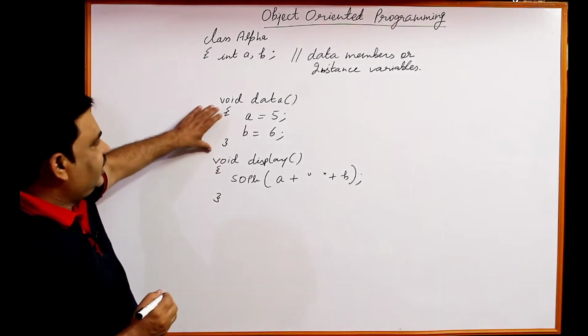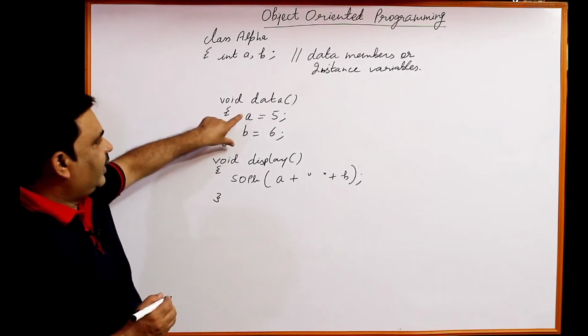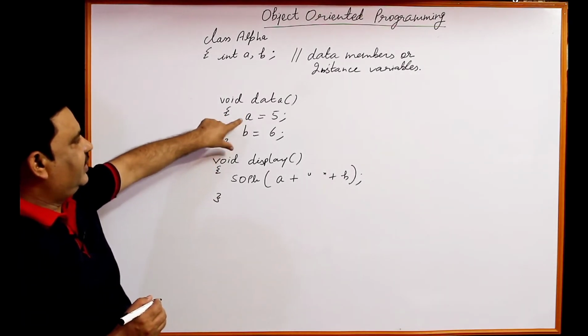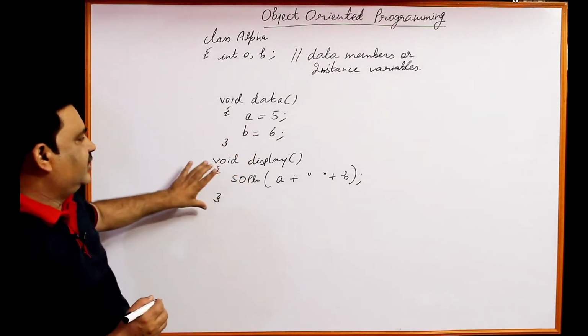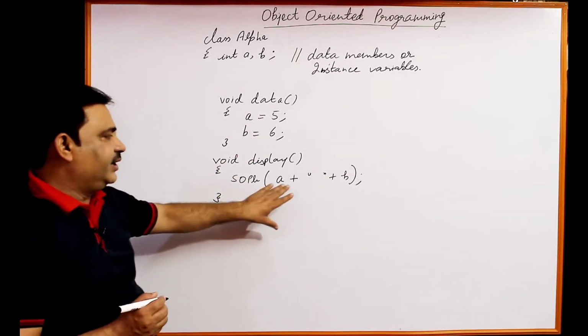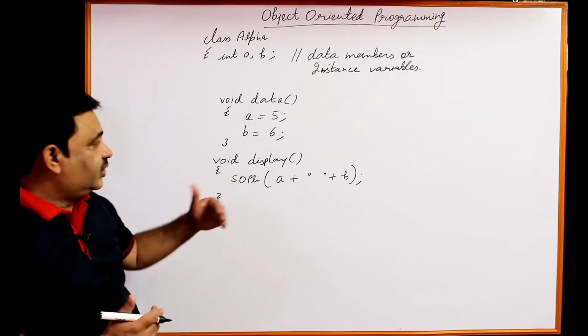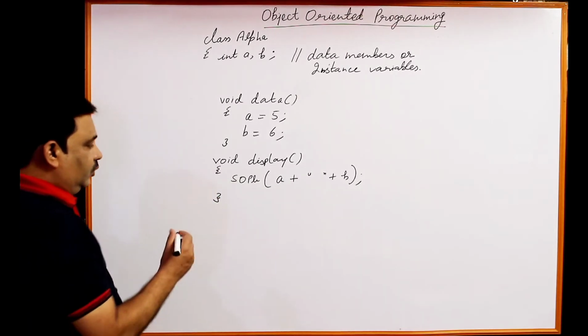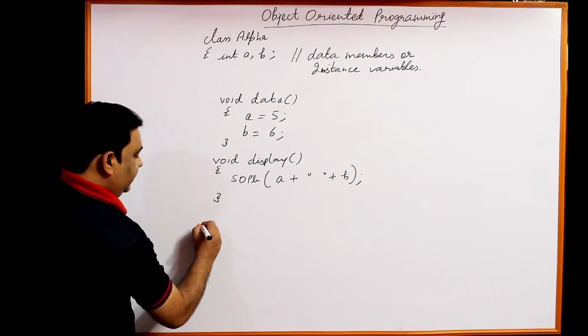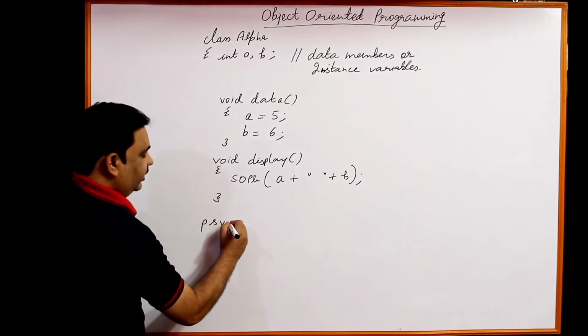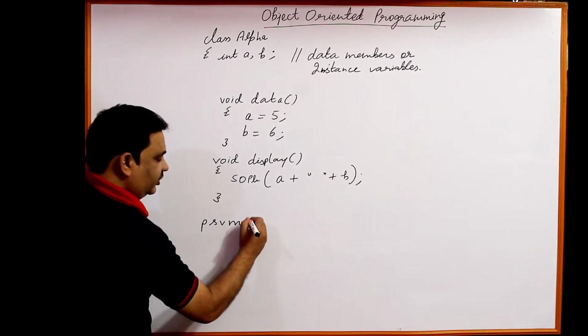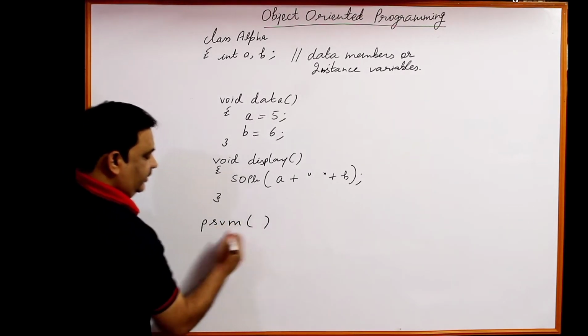So data function is here to initialize the values to the variables a and b. A will be 5 and b will be 6, and display function is there to print the value of a and b. Now how can we access these functions one by one? So we have to create one function, public static void main. Public static void main function, string arguments you can also write.